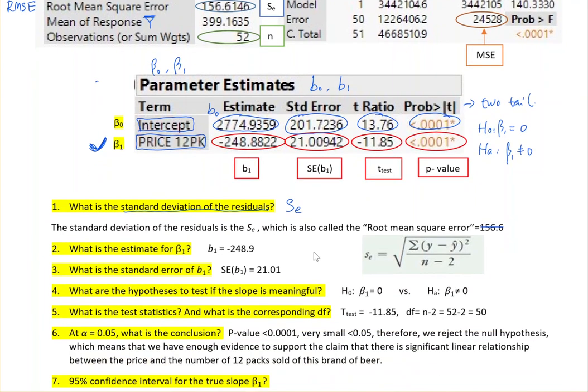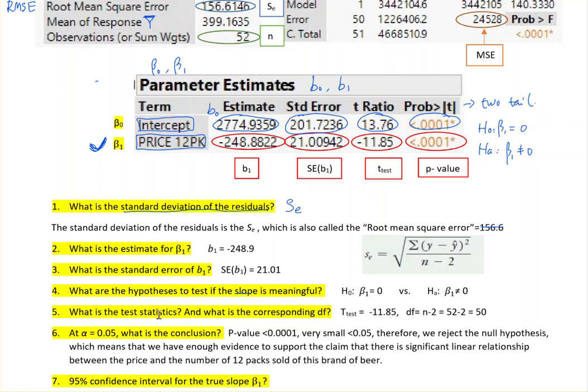Okay, so now you understand what's going on. Now I gave you the output. You know where to find it and what that means, right? Okay, in the next question, what are the hypotheses to test if the slope is meaningful? So if you want to test the slope is meaningful, it's the same thing as testing whether the regression is meaningful, right? So we test beta 1 equals 0, beta 1 not equal to 0.